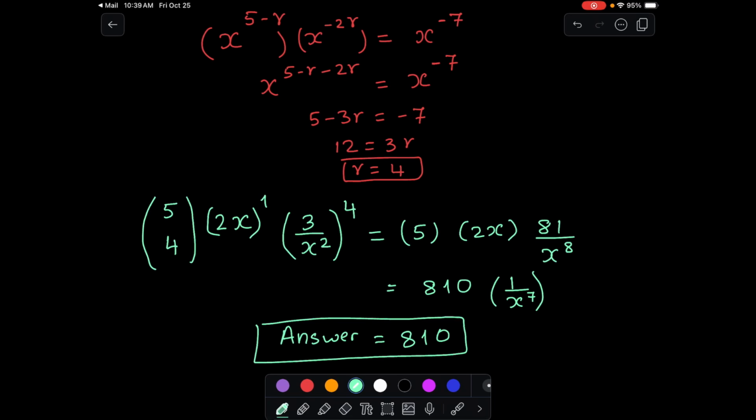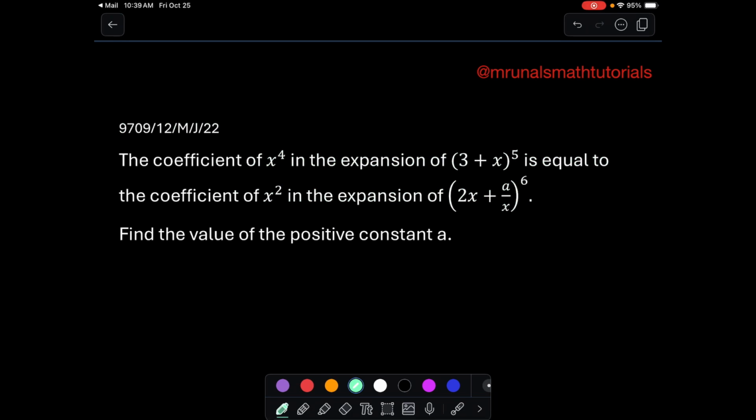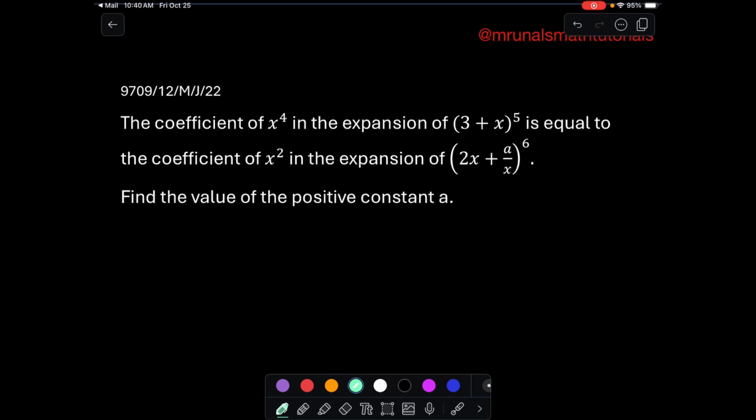Let us look at one more example now. In this example, we have the coefficient of x to the 4th in the expansion of 3 plus x to the 5th is equal to the coefficient of x square in the expansion of 2x plus a over x to the power of 6. So what you need to do is calculate the coefficient of x to the 4th and the coefficient of x square. So here it's very easy. We don't need to set up an equation to find the value of r, because we want the coefficient of x to the 4th.